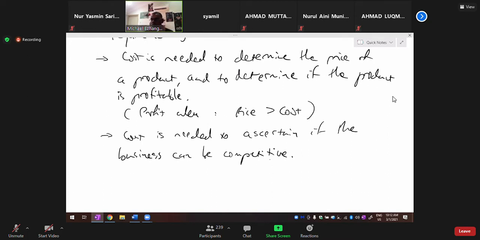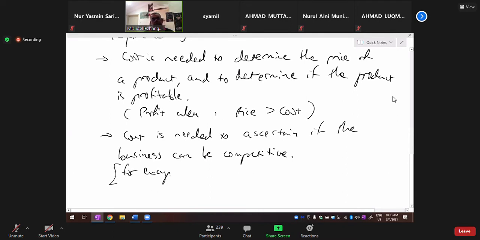All right. Now, ability to reduce price depends on whether you have a cost advantage. All right. Let's use our common sense here. If I have a lower cost than my competitor, then obviously I can try to bring down my price. And even though I drop my price, I will still be profitable because competitors' cost structure is higher. You get that thought process here. All right. So cost is needed to ascertain if the business can be competitive.